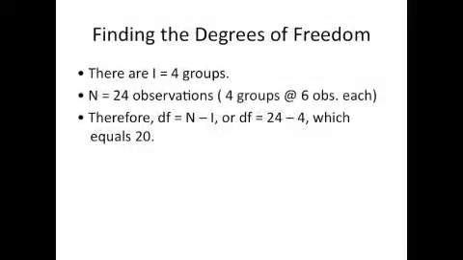Finding the degrees of freedom. There are I equals 4 groups, and n equals 24 observations, which is 4 groups at 6 observations each. Therefore, the degrees of freedom equals n minus I, or 24 minus 4, which equals 20.